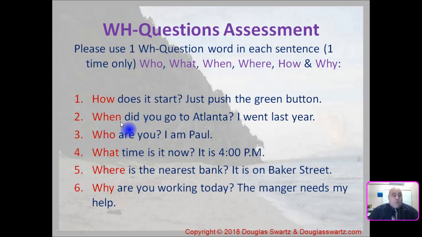Number 2, when did you go to Atlanta? I went last year. When, referring to time. Number 3, who are you? I am Paul. Who? Number 4, what time is it now? It is 4 p.m. What time? Number 5, where is the nearest bank? It is on Baker Street. Location, where? And finally, number 6, why? Why are you working today? The manager needs my help.